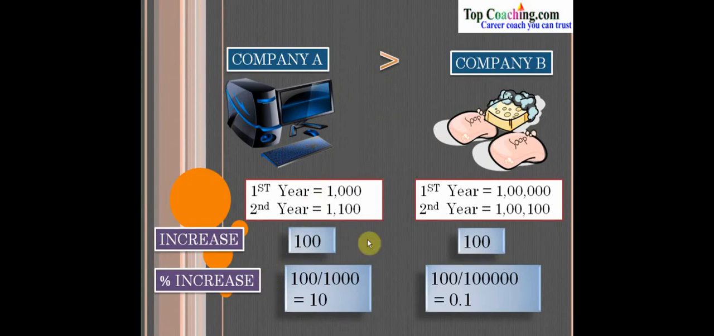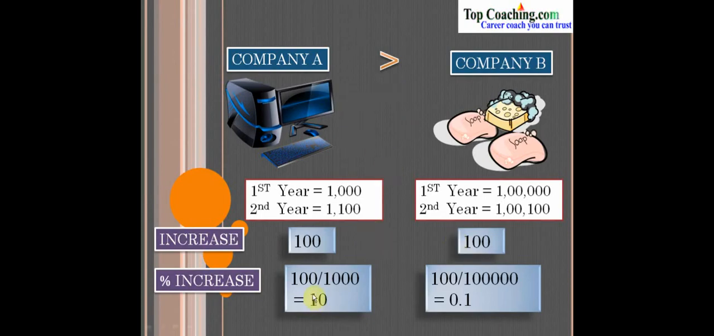Now it's very important for us to understand that whenever we have to find out the percentage increment, we use the formula that percentage increase is equal to absolute increase divided by the original number on which the increment has taken place, into 100.